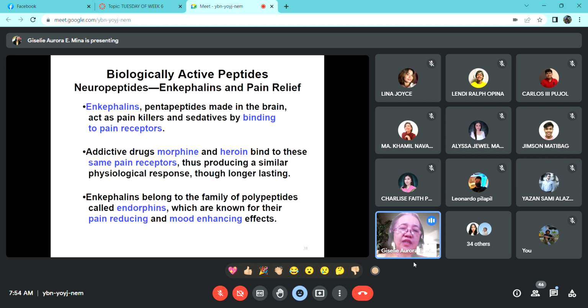But usually these are prescribed during the terminal stages, or severe cases. Okay, for those who are already experiencing severe pain due to terminal illnesses like cancer stage 4, they are already prescribing this. Although again, this should be controlled because this is addictive.